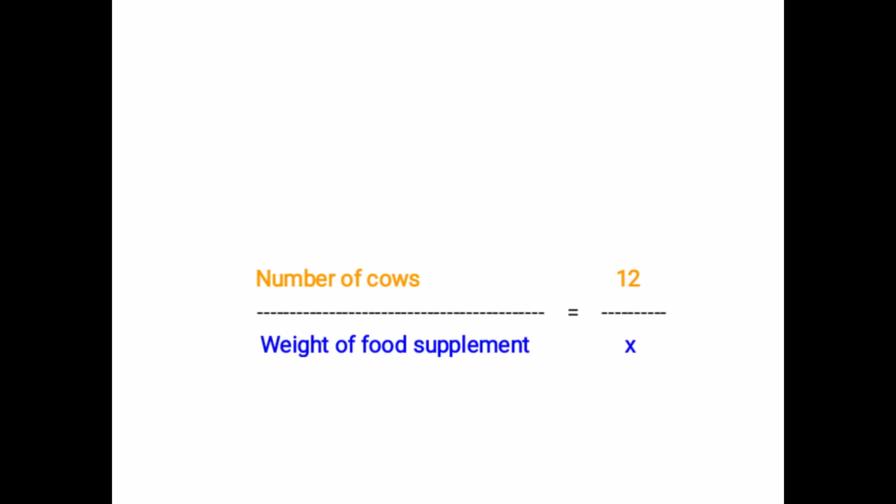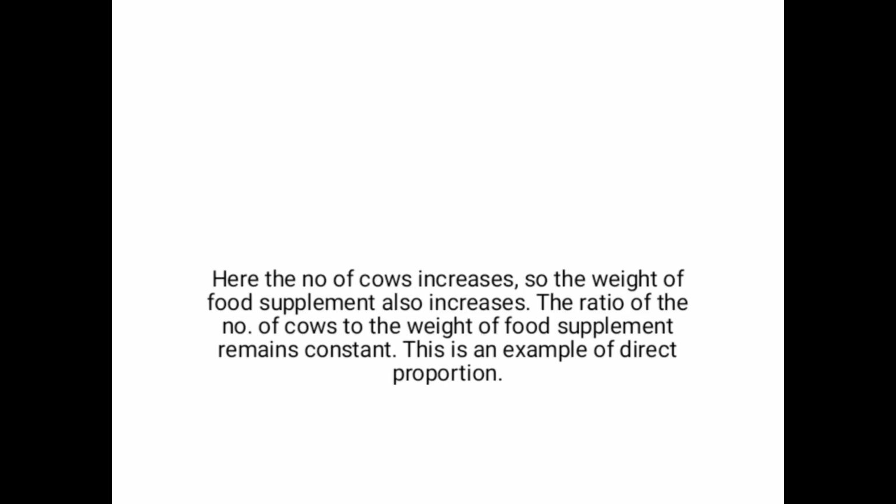Number of cows is 12 upon weight of food supplement x. So this you have to write as the second ratio. Number of cows upon weight of food supplement is 12 upon x. For 12 cows, you take the weight of food supplement as x. Remember this. Here the number of cows increases, so the weight of food supplement also increases. The ratio of the number of cows to the weight of food supplement remains constant. This is an example of direct proportion.